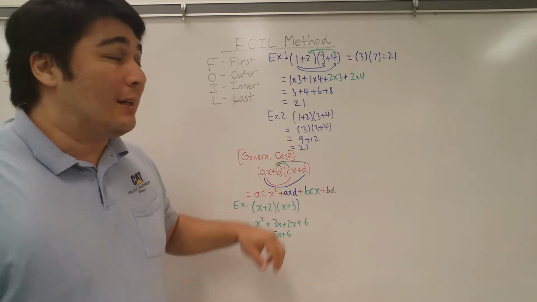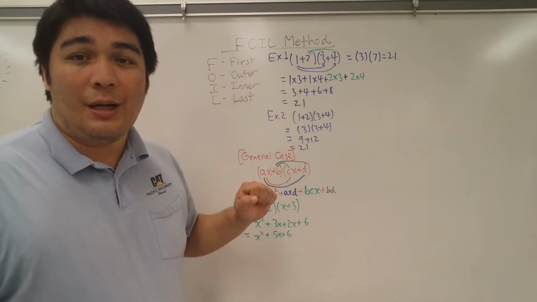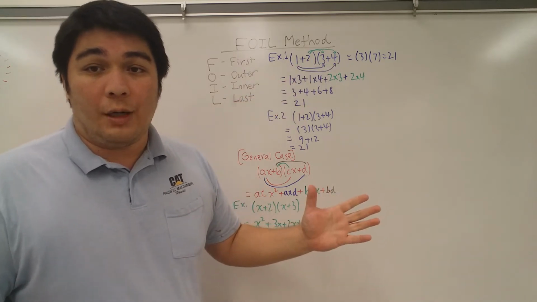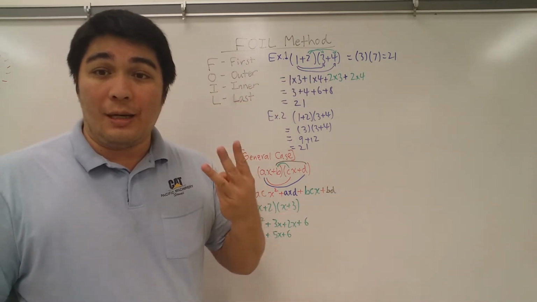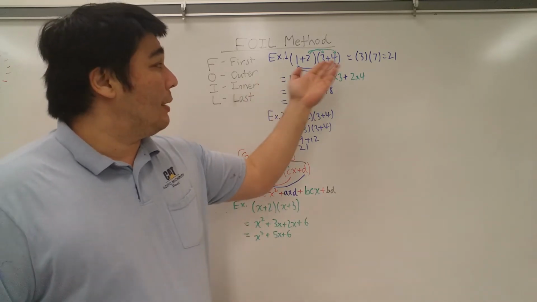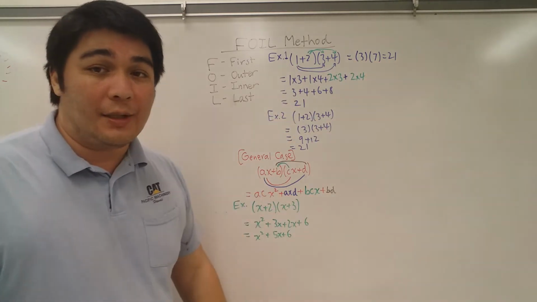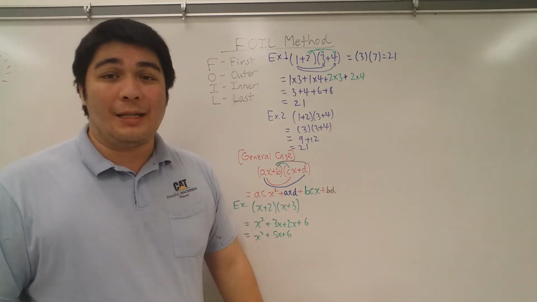So let us begin. I start off with a very simple problem of 1 plus 2 times 3 plus 4. And of course, we all know our basic math. 1 plus 2 is 3. 3 plus 4 is 7. So basically we're saying what is 3 times 7, which is 21. None of that is surprising.